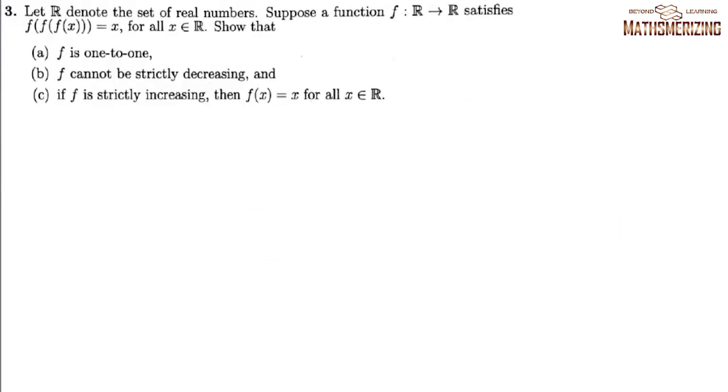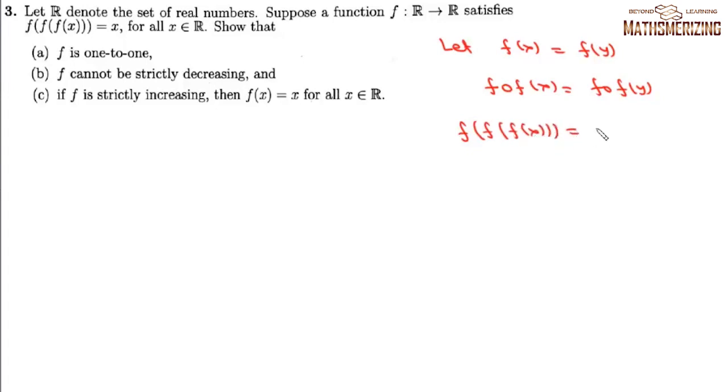Now the third question is, suppose a function f satisfies f of f(x) equals x for all x belonging to R. The first part is to show that f is 1:1. Now what we'll do is we'll let f(x) equal f(y). Now if f(x) equals f(y), then f of f(x) equals f of f(y).